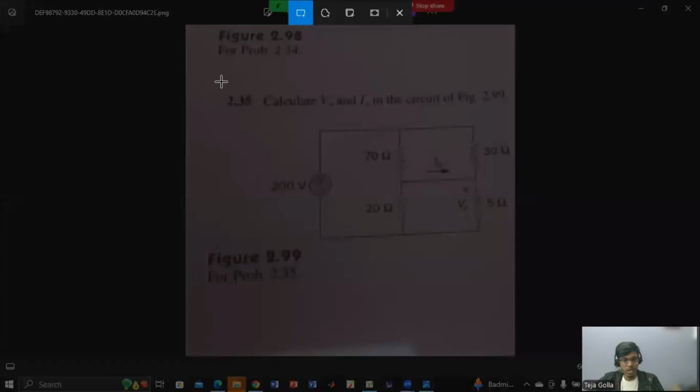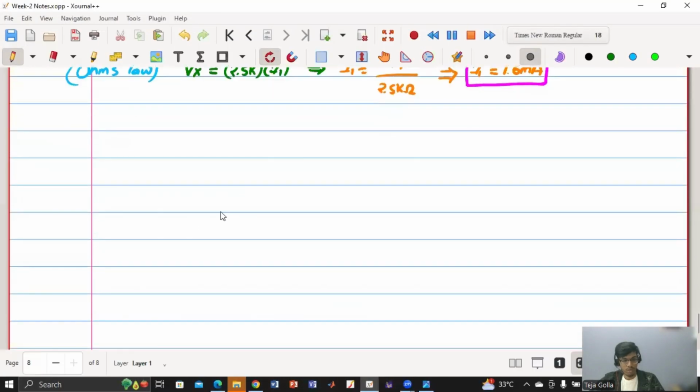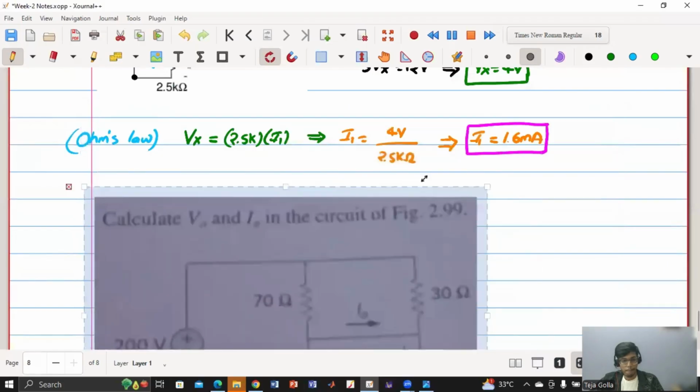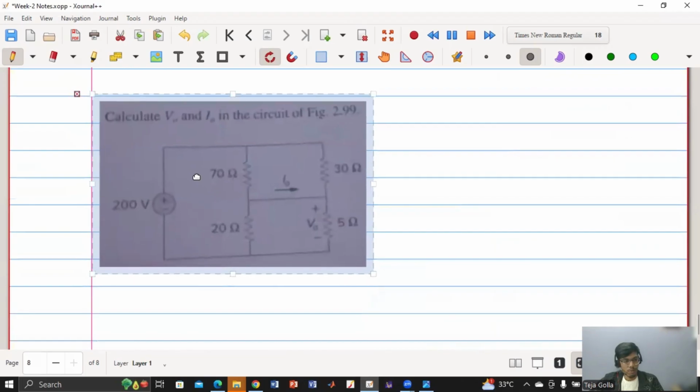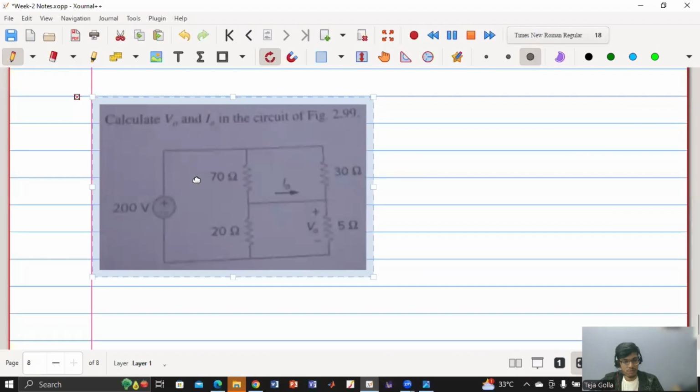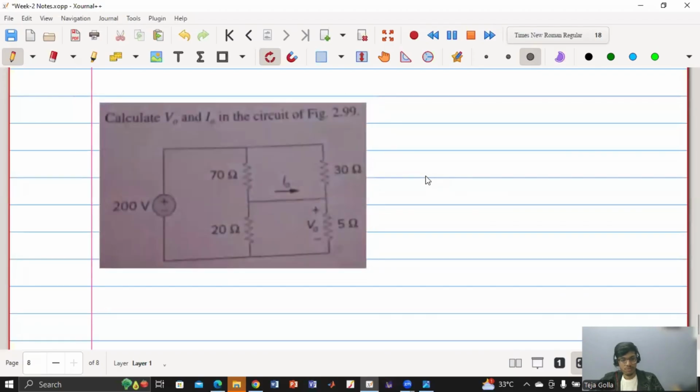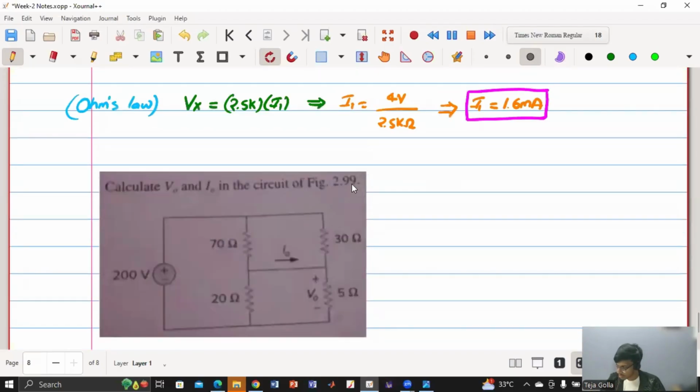So someone has asked this question: calculate V naught and I naught in this circuit. We'll be solving it as problem 6 for today. They are asking what is the value of V naught and what is the value of I naught?